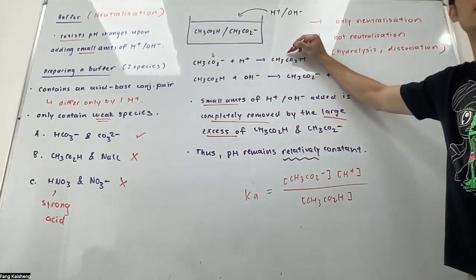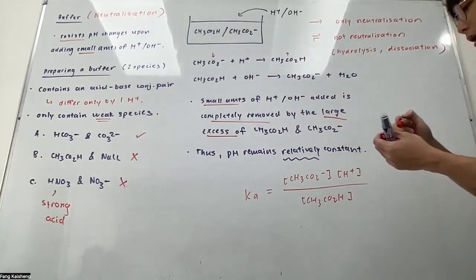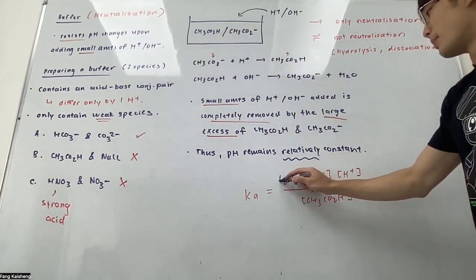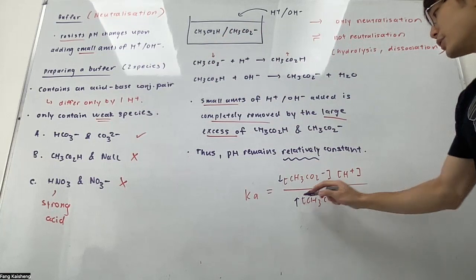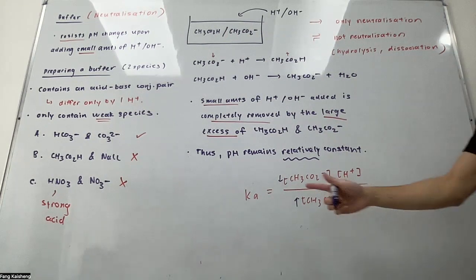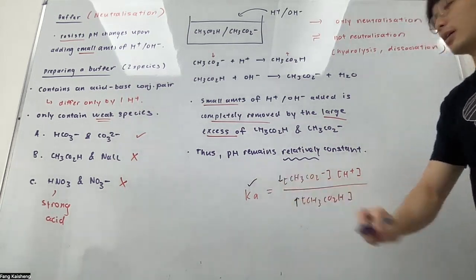How about this one? Increase by a bit. Okay, so you look at the formula now. The CH3CO2 minus drops by a bit. CH3CO2H increases by a bit. Is it going to change much? Basically, it's very minimal, right? Yes, I know it's not constant, but it's very minimal. Ka, is that a constant? Yes, okay, this one is 100% constant.